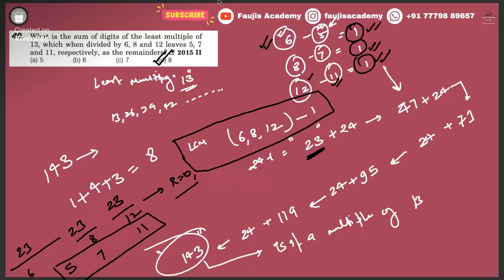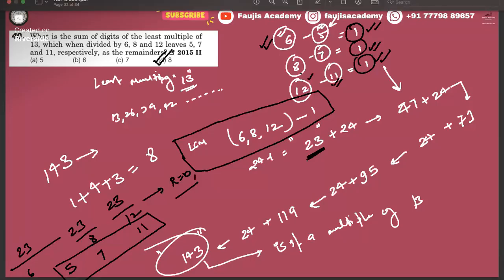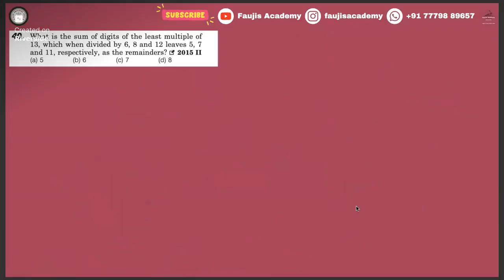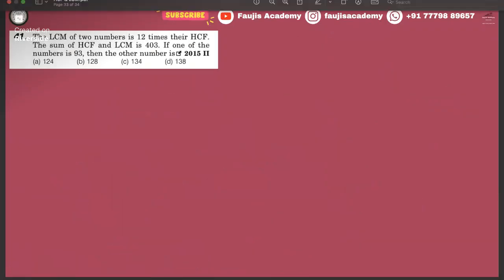Got it, sir. That is why we have taken. We have done this type of question before, right? So you have to be vigilant if the common difference is constant. Right? Shall we move? Yes, sir. All right. I hope all of you got your doubts clarified with this.